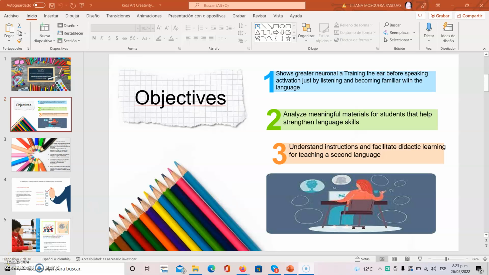And they meet both face-to-face and virtually in English classes. Next presentation.